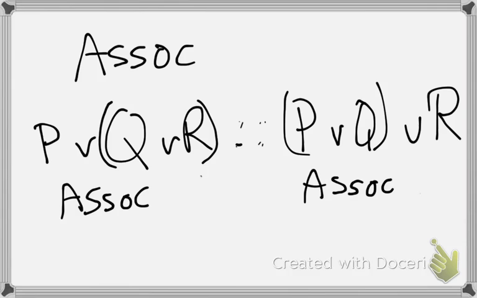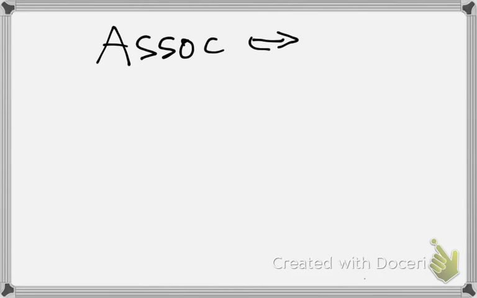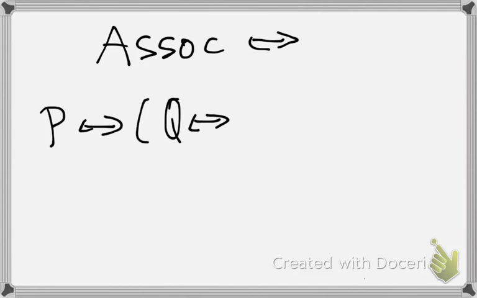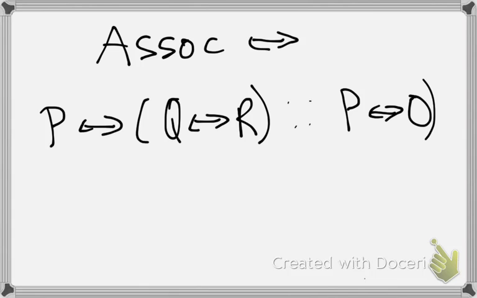Okay, now I want to talk about another type of associativity that isn't mentioned in your text at all. So it turns out that the biconditional is also associative. So if we have P double arrow parentheses Q double arrow R, we could move those parentheses if we wanted and create P double arrow Q, put that in parentheses, double arrow R.